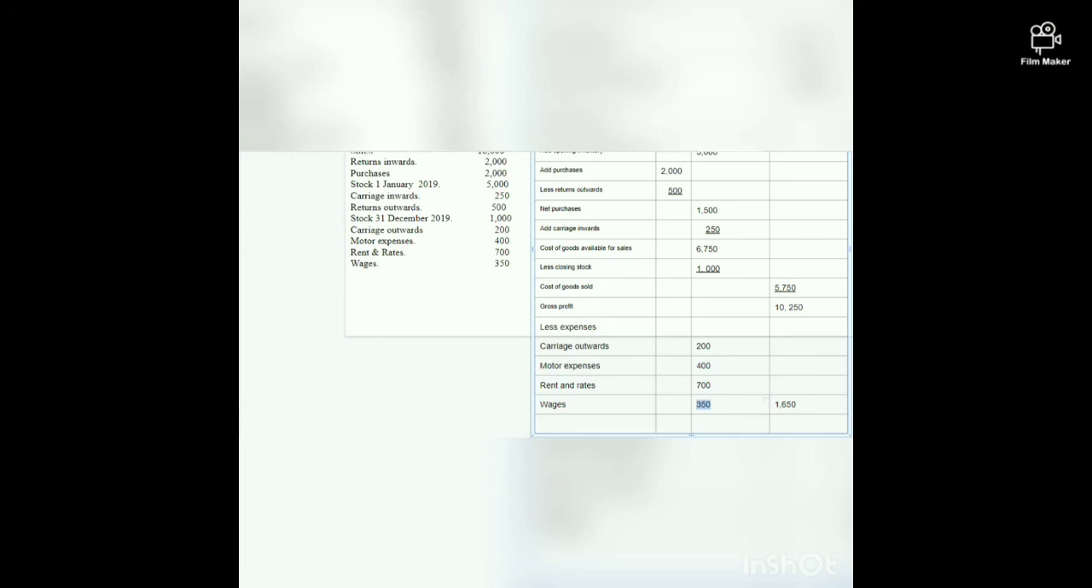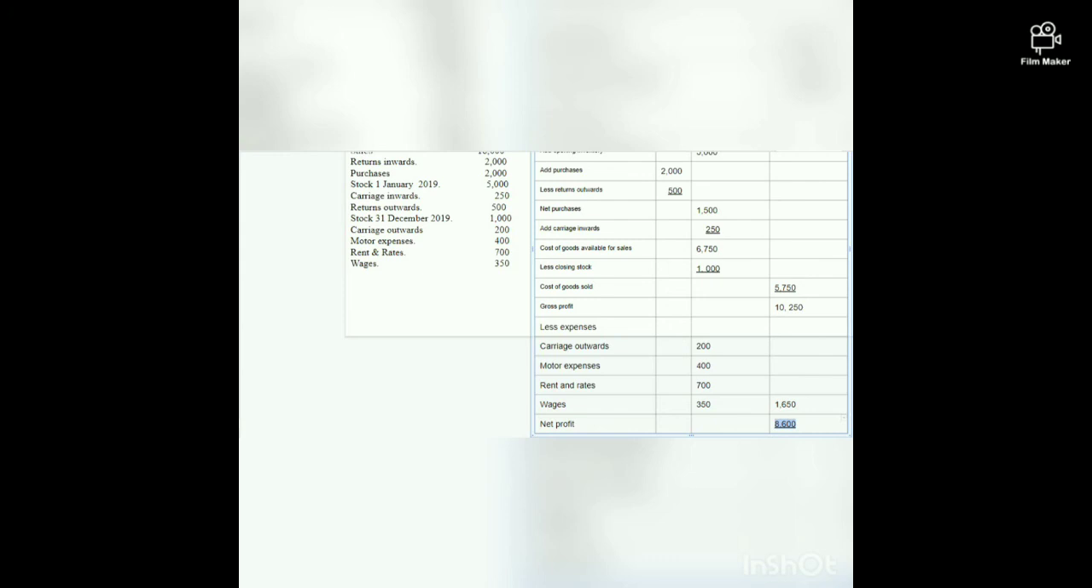So to find net profit, you add your expenses and then you take it away from the gross profit, and that will give you your net profit. So when you take away 1650 from 10,250, you will be left with, very good, correct, 8,600, and that is your net profit. So we underline, you're left with 8,600, which is your net profit.